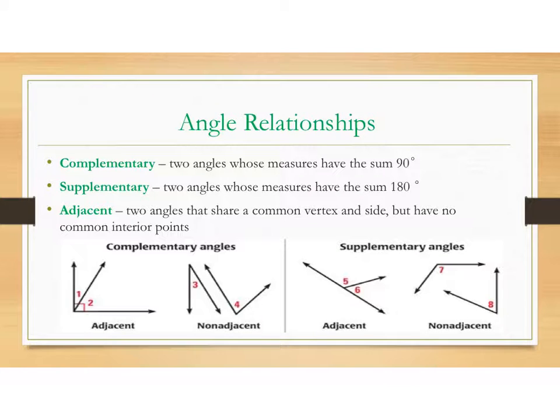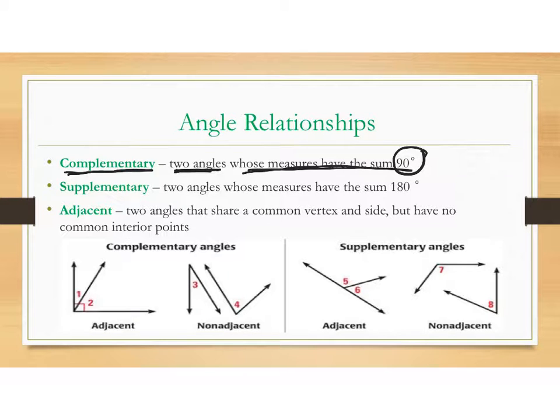So first thing we're going to talk about is 3 different terms on how angles are related. We've got our first one, which is complementary angles. Complementary angles are just any 2 angles whose measures have the sum of 90 degrees. So if I show you 2 angles and those 2 angles add up to 90 degrees, then together they are called complementary. It means they add up to 90 degrees.